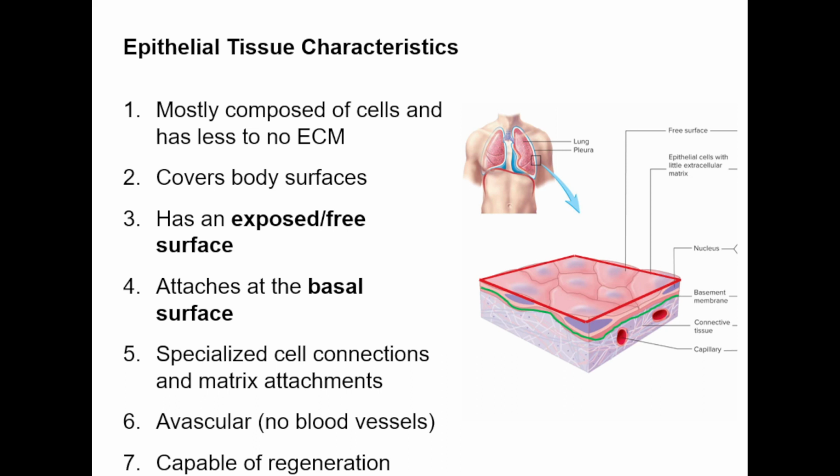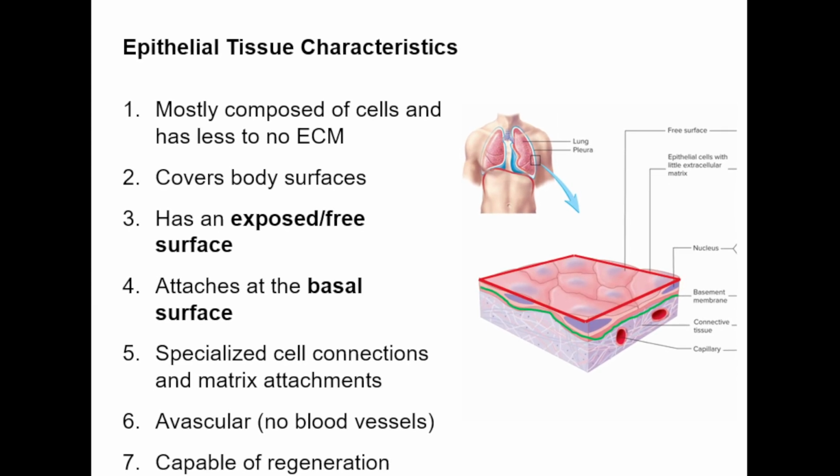Another important characteristic of your epithelial tissues is that they are avascular. What do we mean by avascular? This means that they do not have blood vessels. Okay? They do not have blood vessels. So, how do they get their nourishment? How do they get their oxygen, their nutrients?